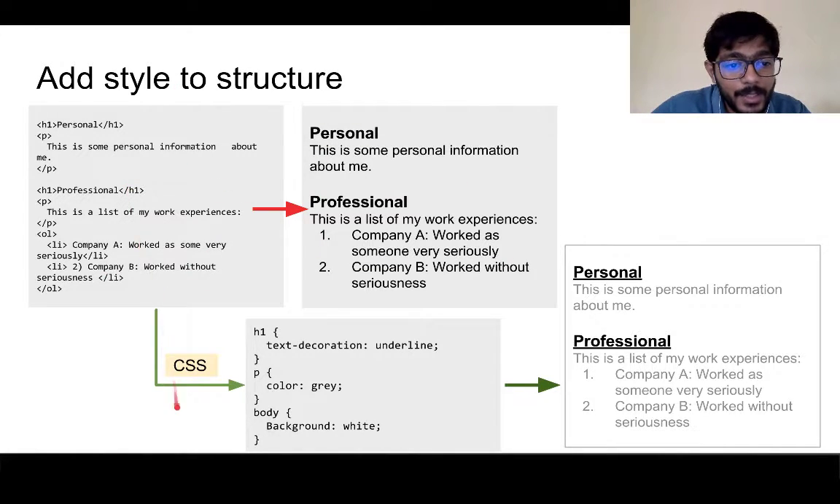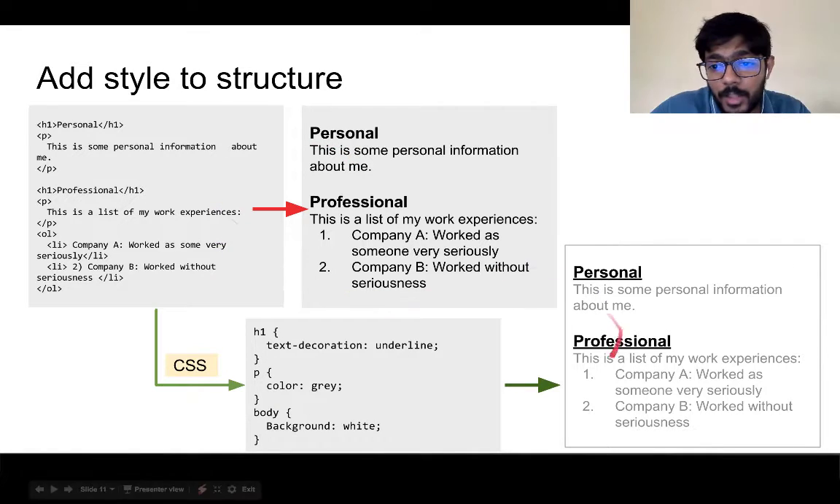But if we apply this CSS, where we are saying H1 should have a text decoration underline, the P paragraph should have a font color gray, and the entire body, which is everything that surrounds the HTML, should be a background white. And so if we apply this CSS, the browser will not render your HTML like this, but it will render the HTML like this. And here you can see that more styling has been applied.